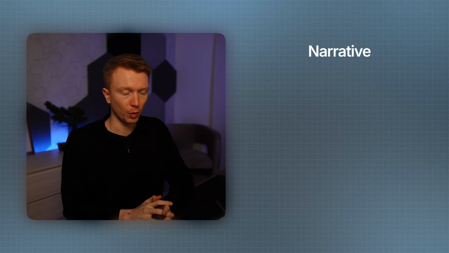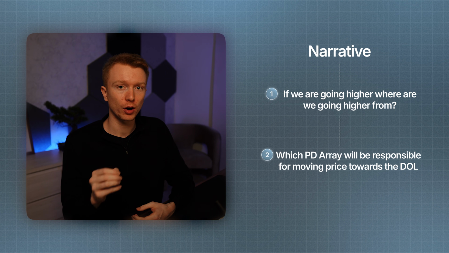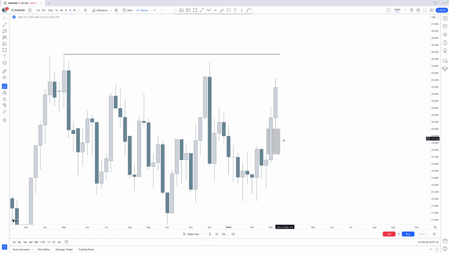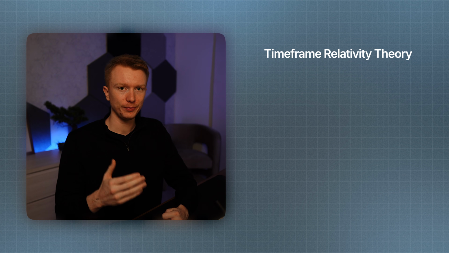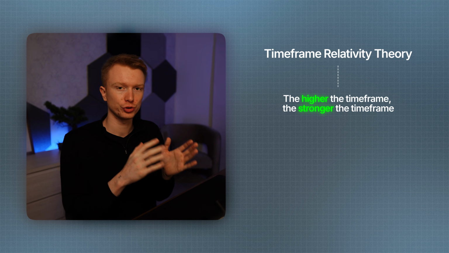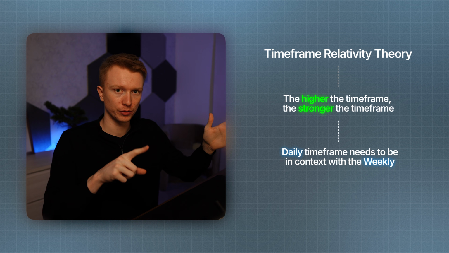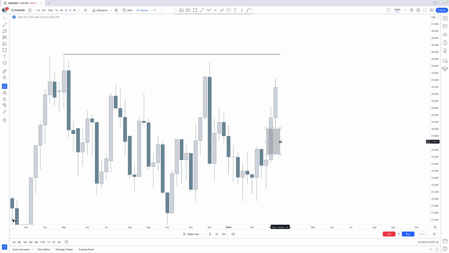Now, narrative, what actually is that? Narrative is, if we are indeed going higher right here, then where are we going higher from? A lot of people would see this weekly fair value gap right here and would expect a retracement into that fair value gap to then continue higher off of that. And time frame relativity theory is simply: the higher the time frame, the stronger the time frame. So we want the daily time frame, for example, to be in context of the weekly. As a general rule of thumb, if we have a daily fair value gap above a weekly fair value gap, it's not going to be as strong.